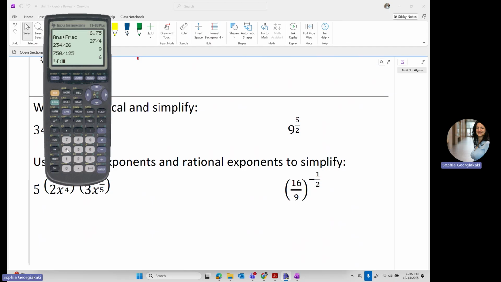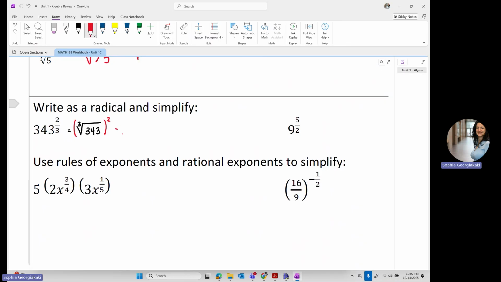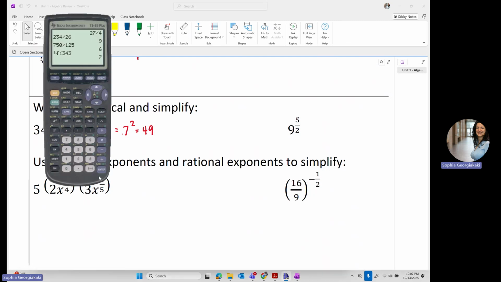So the cube root of 343 is 7, and that is 7 squared. 7 squared will be 49. Of course, since we are allowed to use calculators and our scientific calculator will have the ability to use rational exponents, I could have done 343 to the 2/3, and my calculator would have given me the answer of 49.